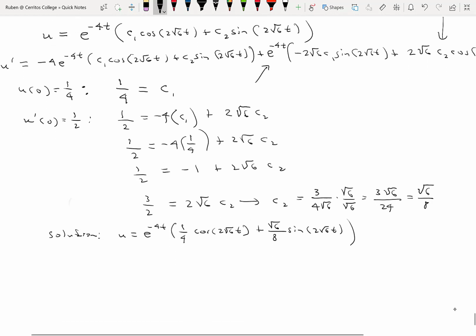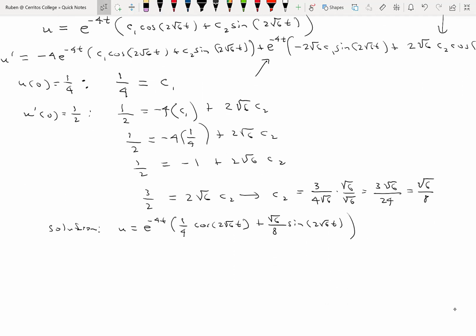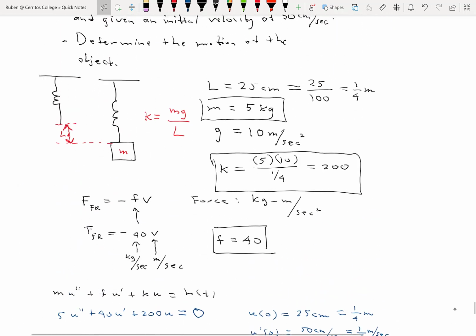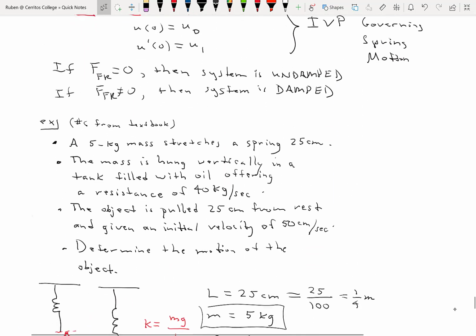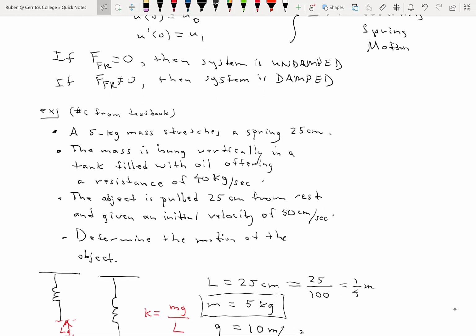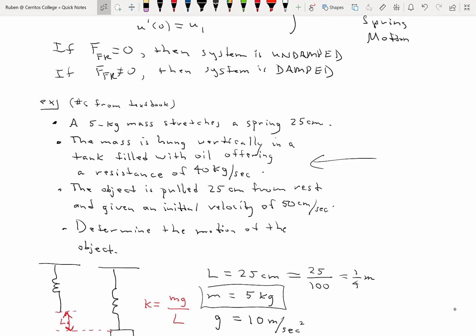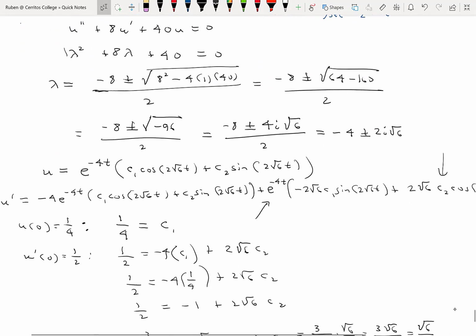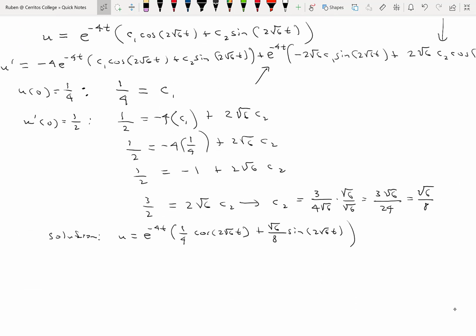Maybe the last thing to notice is, with all these forces acting on the spring, gravitational force, in particular the frictional force, we expect the object to slow down over time and approach the equilibrium position u equals 0. It's sitting in oil, and the oil is going to continuously slow this thing down. So we expect that u should approach 0 as t goes to infinity, and it does.